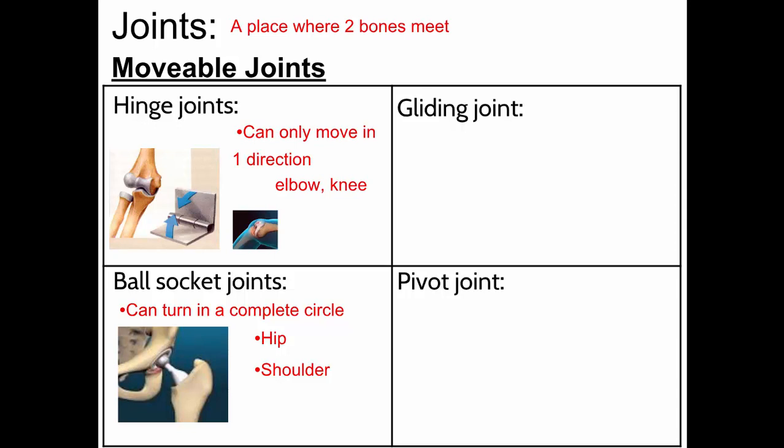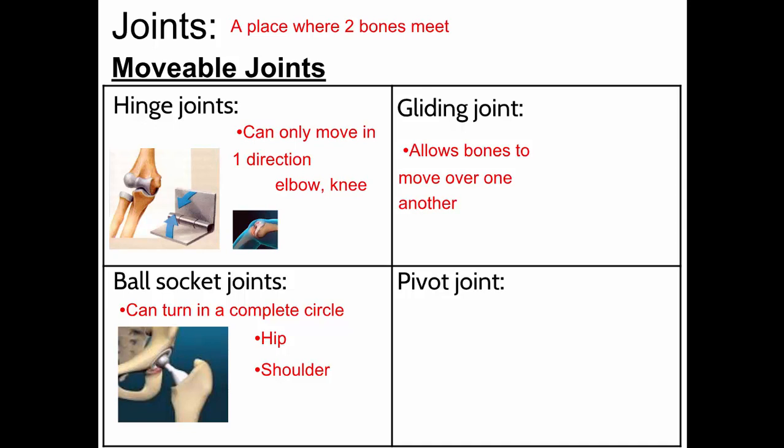Our thumb, our finger joints, our wrist are more complicated joints, made of several joints sort of working together. There's other types of joints we're not going to talk about, like a saddle joint, things like that. So we're sort of simplifying things.